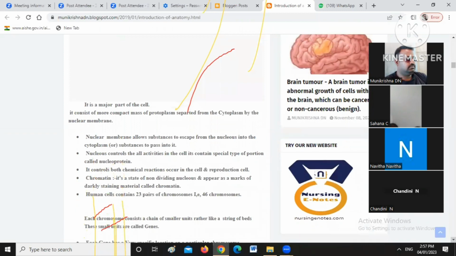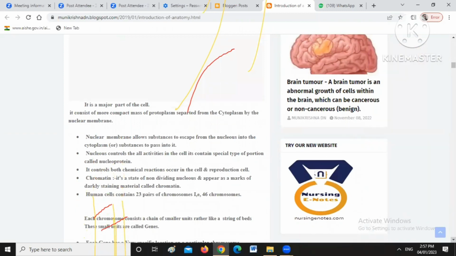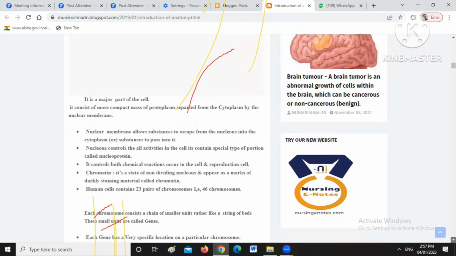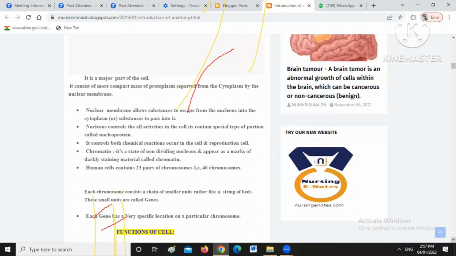So human cells contain 23 pairs of chromosomes, that is 46 chromosomes. Each chromosome consists of smaller units, rather like a string of beads. These small units are called genes. So where are genes present? These are present in chromosomes as well as in our DNA.